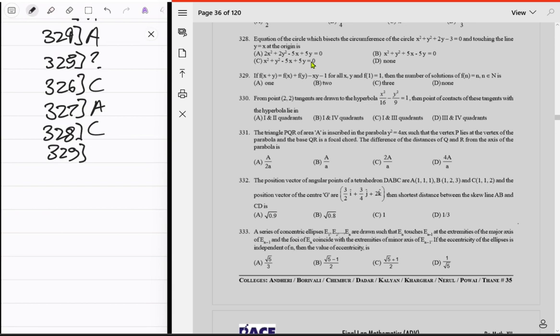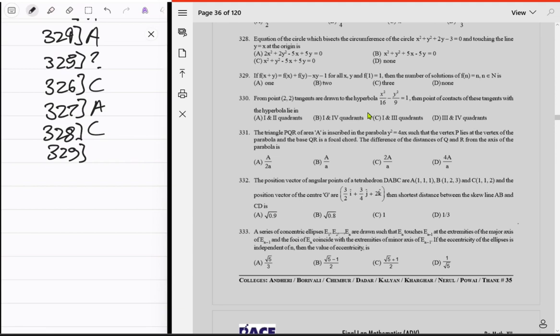From the point 2, 2 tangents are drawn to this hyperbola, then the points of contact of these tangents with the hyperbola. Finding those points actually, are you serious? Can't be just doing that. This is not going to work. We need something better than just this. 16 comma 2, are you serious here?